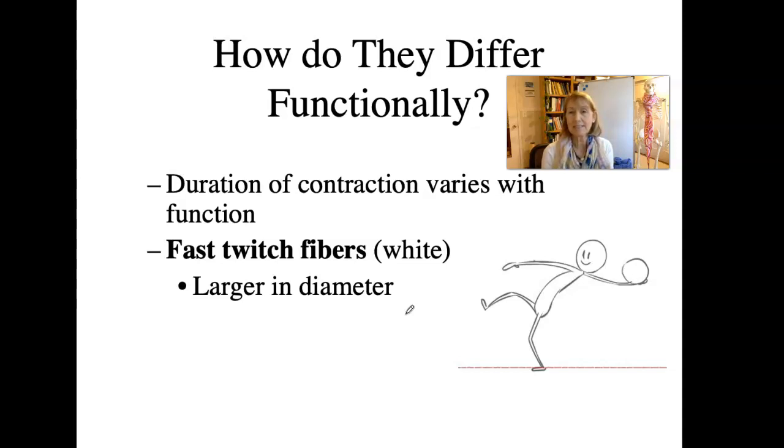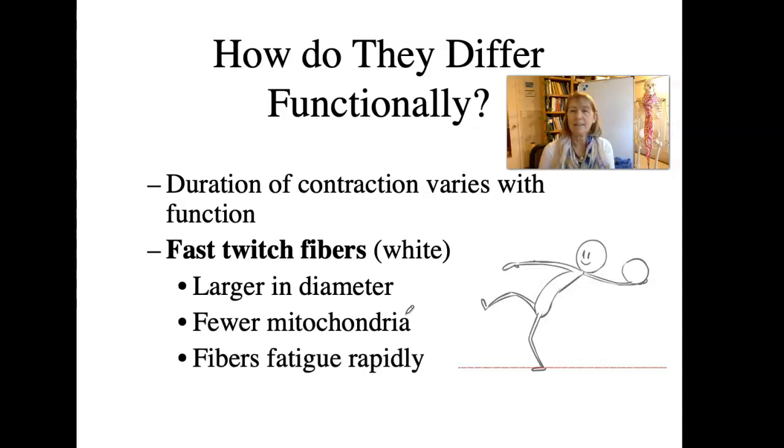Well, the fast twitch fibers, which is the white meat, let's think of the chicken again. So the breast muscles, those are the ones that are white. They're larger in diameter. They don't have as many mitochondria, and these get tired really quickly. So think of what this chicken is doing with these breast muscles. What are they doing? They're trying to fly. The chickens are not very good flyers. So they'll fly for a little bit, flutter, and then drop, and then walk.